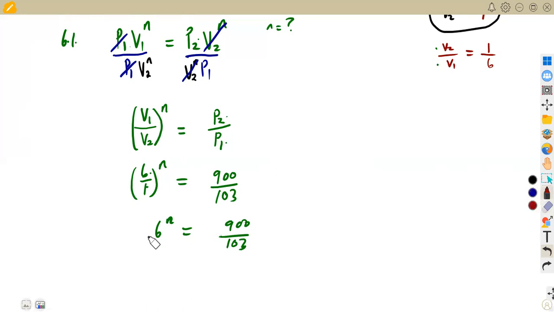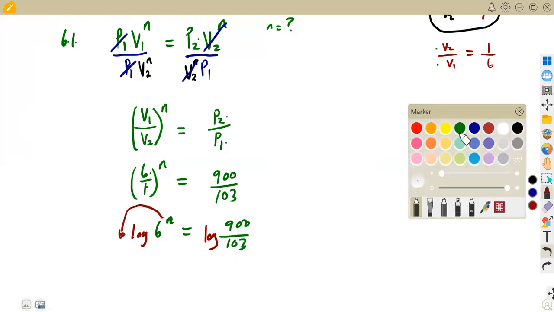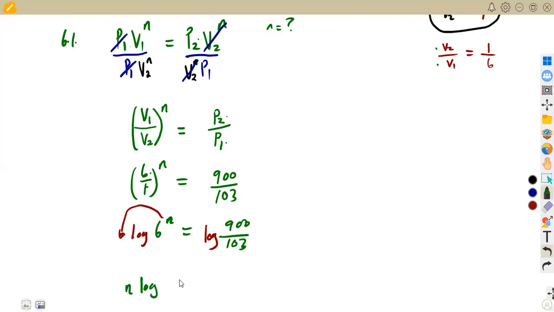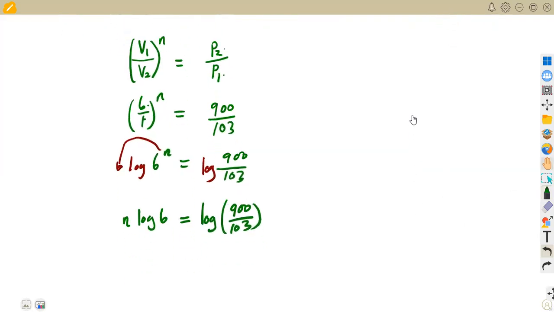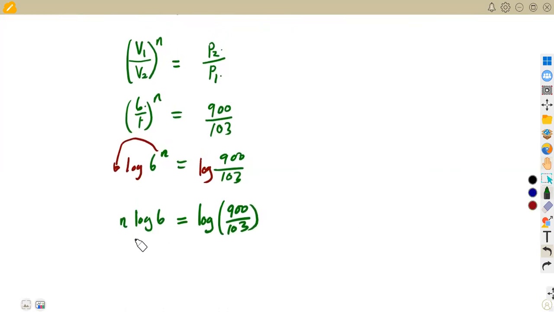So in this case, I'm just going to introduce a log. So a log here, a log here. The moment I introduce a log, I'm going to drop this exponent. So it is going to be written as n, the logarithm of 6, which is equal to, this is now a single term, the logarithm of 900 over 103, all this as a single term. So as you can see, to find n, we can simply divide by the log of 6, all right? So guys, this is our mathematics pattern. So you can just divide by log of 6 here, by the log of 6 here.